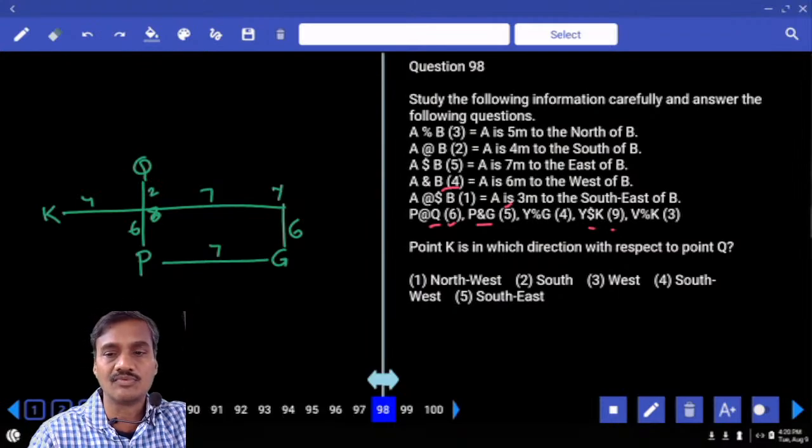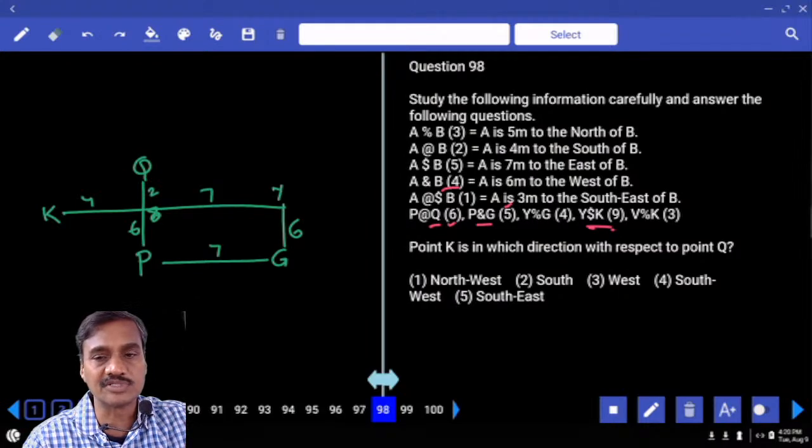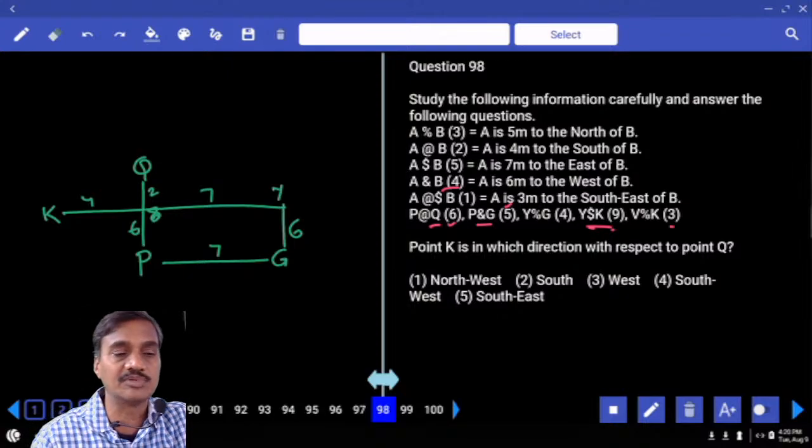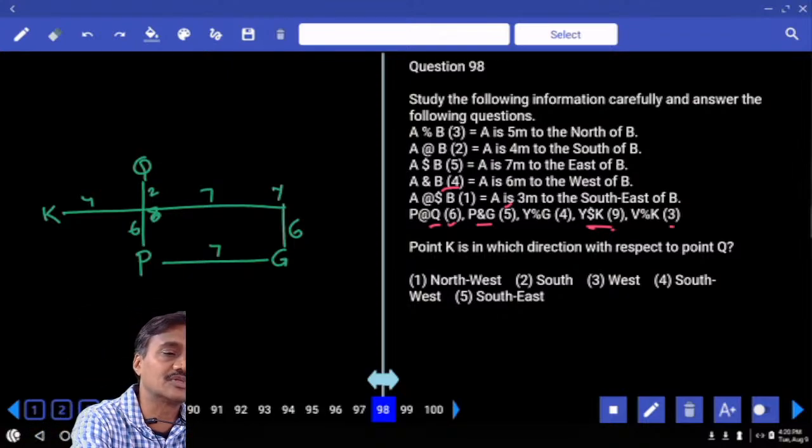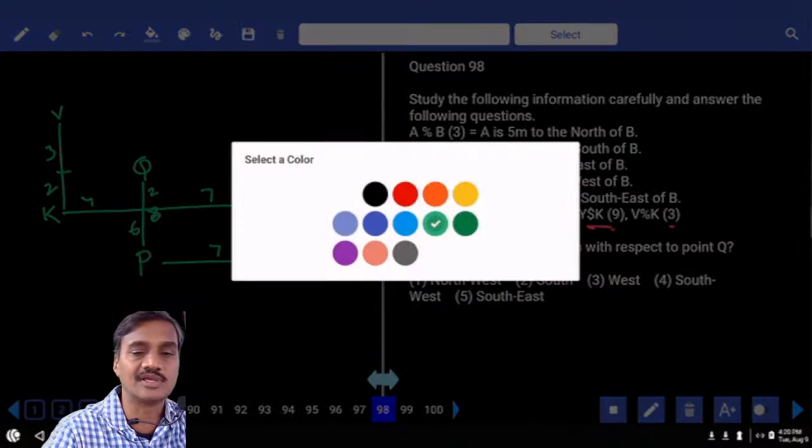And Y dollar K, V percentage. Percentage means V is to the north of K, 3 plus 2, 5. V is 5 meters to the north of K. And V is here, 5 meters means up to here, this is 2 and this is 3. Now this is the final diagram we have.